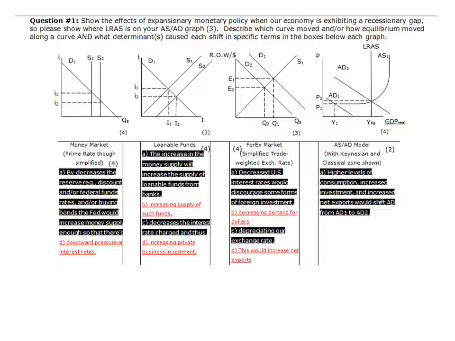They can also lower the discount and/or federal funds rate, the discount rate being the rate that banks pay to borrow directly from the Fed, the federal funds rate being the rate that banks charge one another for borrowing from each other. Remember, it's a little counterintuitive. The federal funds rate is not borrowing from the Fed, but it is borrowing from other banks. The discount rate is borrowing directly from the Fed.